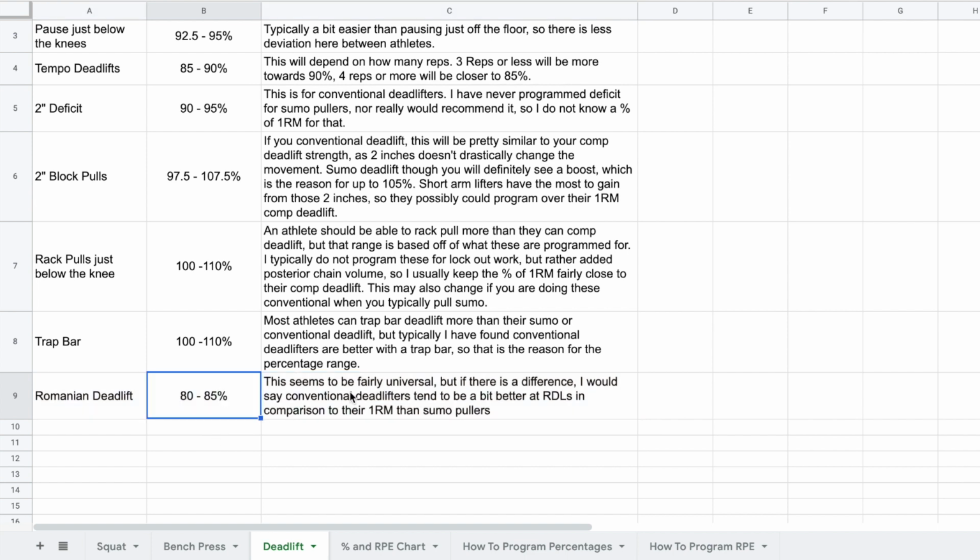And that's going to be somewhat dependent on if you're a conventional or a sumo puller. Typically what you're going to find is conventional pullers are a bit stronger at Romanian deadlifts because it's a bit more specific and a bit closer in relation to a conventional to a Romanian deadlift versus a sumo to a Romanian deadlift. All right, so now that we have a better idea of the variations I'm going to be talking about and the percentages, let's look at how to program those.